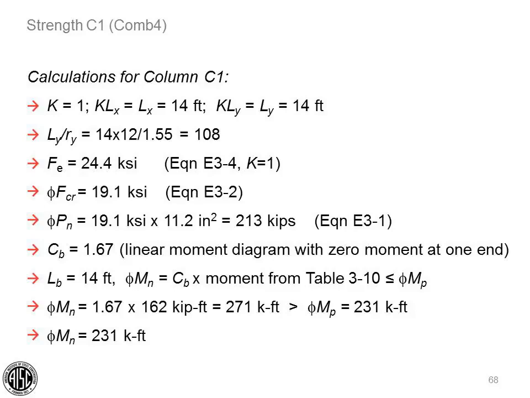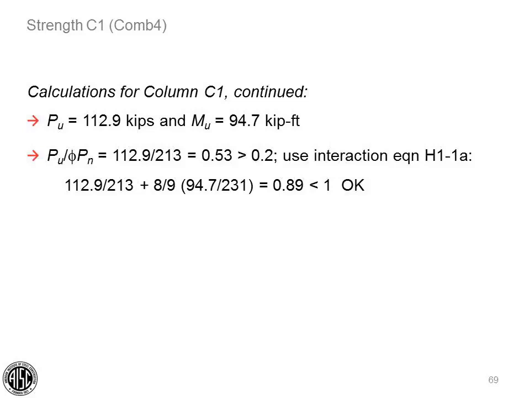And now we calculate the column moment capacity just like we normally would. Cb equals 1.67, since we have a linear moment diagram with zero moment at one end. The end brace length equals 14 feet, and phi Mn is 231 kip-feet. Now we'll use the Chapter H interaction equations to check demand versus capacity. Pu equals 112.9 kips, and Mu equals 94.7 kip-feet. Pu over phi Pn equals 0.53, which is greater than 0.2, so we'll use interaction equation H1-1a. The interaction equation results in a DCR of 0.89, which is less than 1, so our strength check is okay.